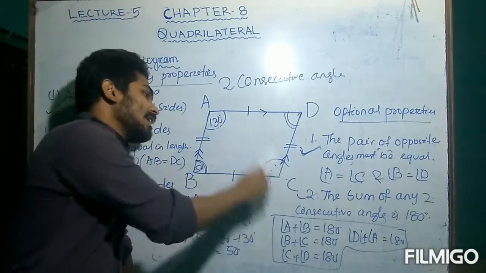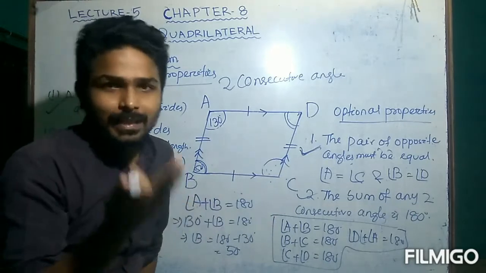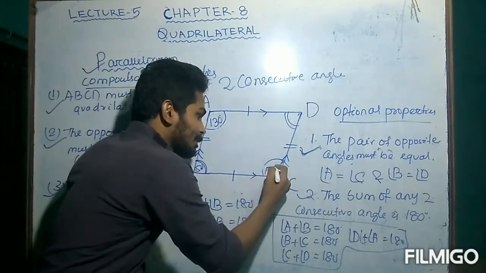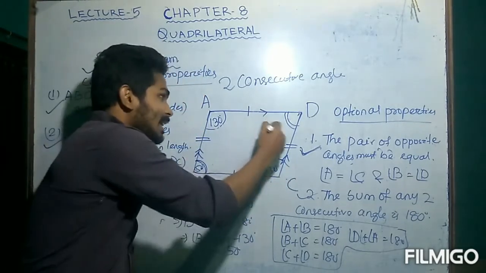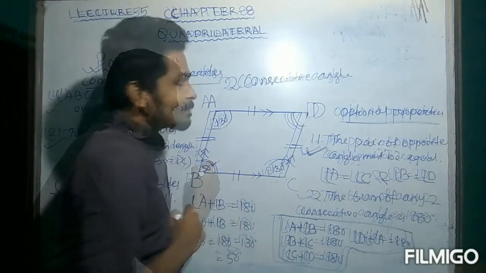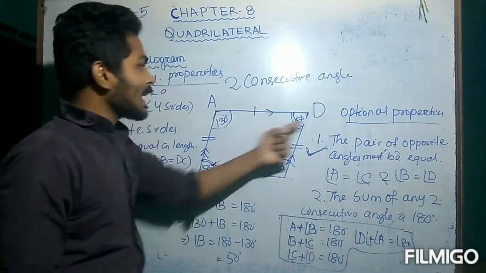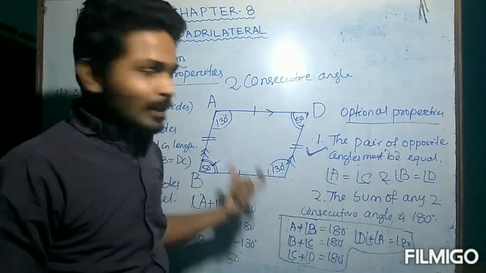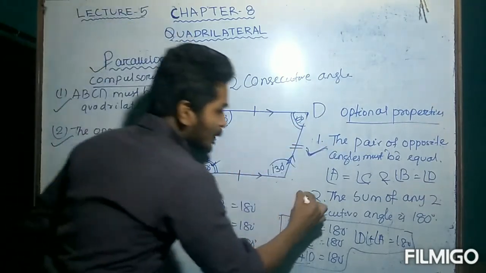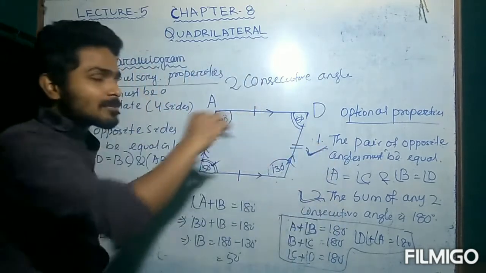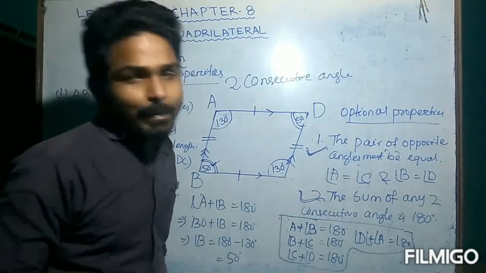If the question asks you to find the value of C, could you find it? Yes. Because A and C are opposite, and we know the opposite angles are equal. So it must be 130. And B and D are equal. If this angle is 50 degrees, then definitely this angle must be 50 degrees because they are opposite angles. So these two properties are the most important compulsory properties that you have to remember.